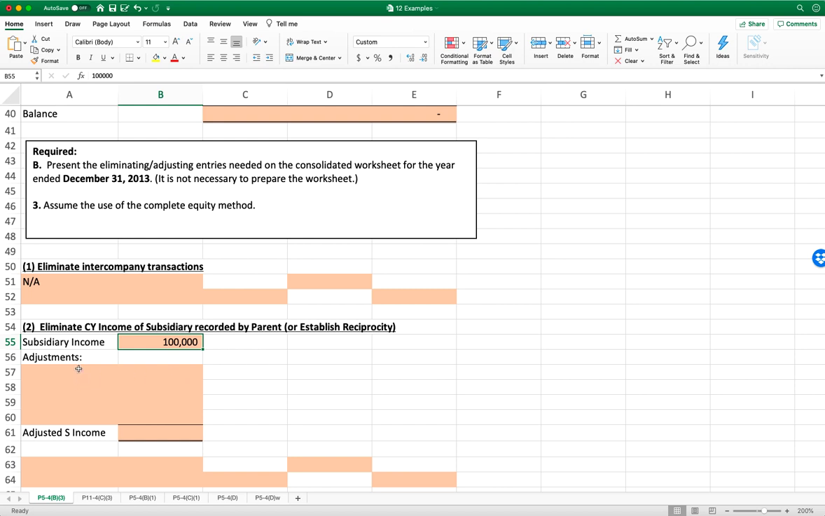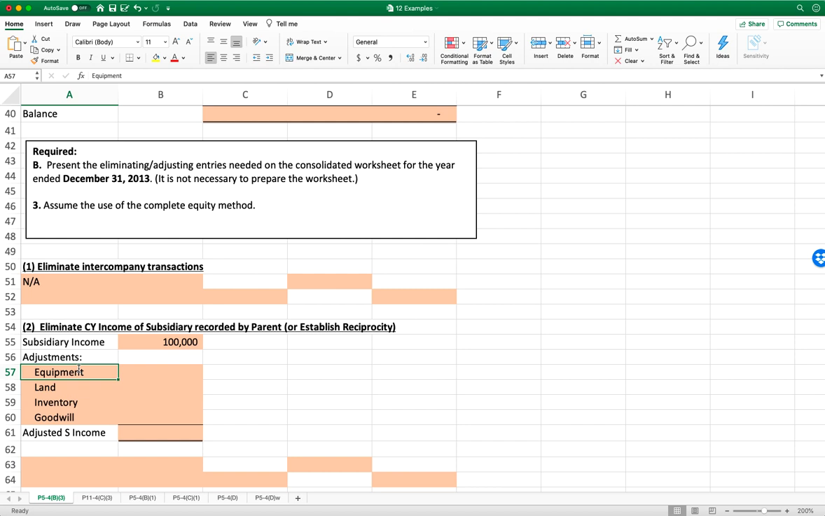So what we're going to do is we are going to put every fair value adjustment that we made in this table, and we're going to think through how it might impact net income of the subsidiary. So the adjustments we made were to increase the value of equipment, to increase the value of land, and to increase the value of inventory, and to establish goodwill. Okay, now we're going to think through each of these.